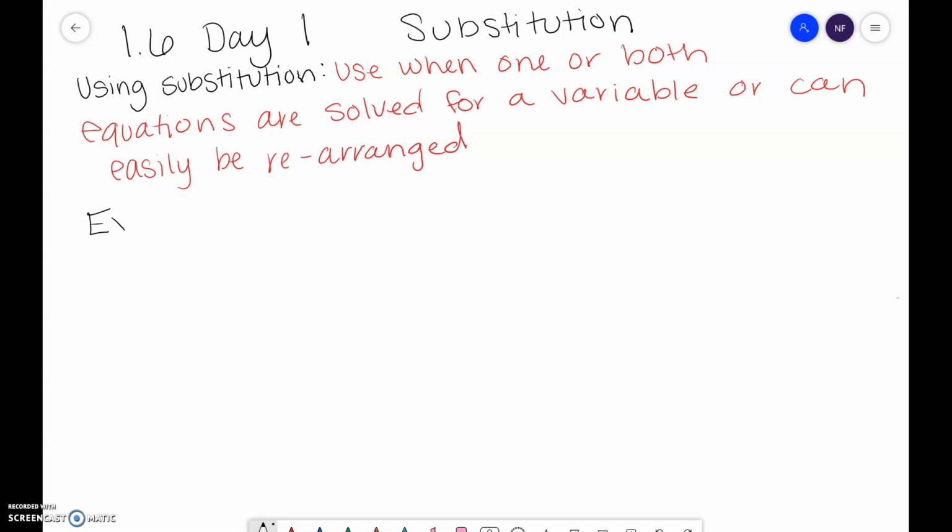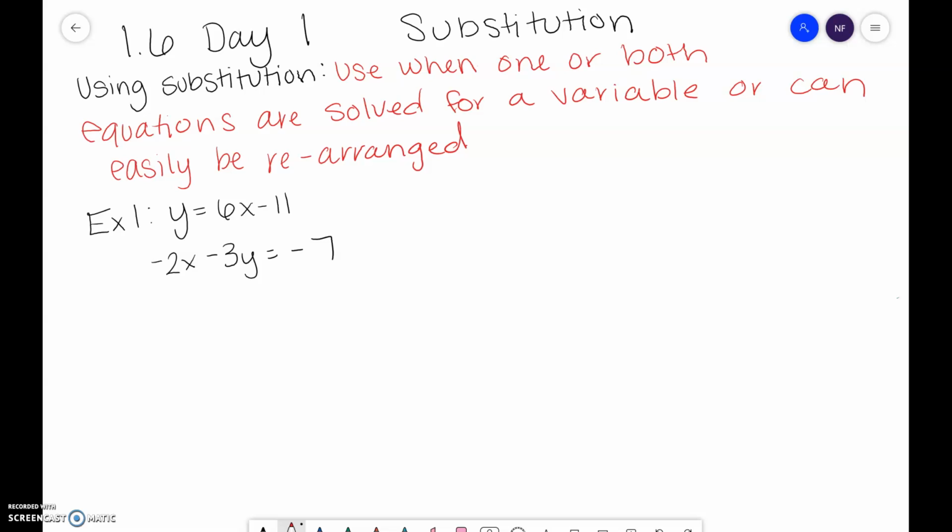So here's our first example. We're going to do two examples. So example 1, we have the two equations. The first one is y equals 6x minus 11. And then the other one is negative 2x minus 3y equals negative 7.